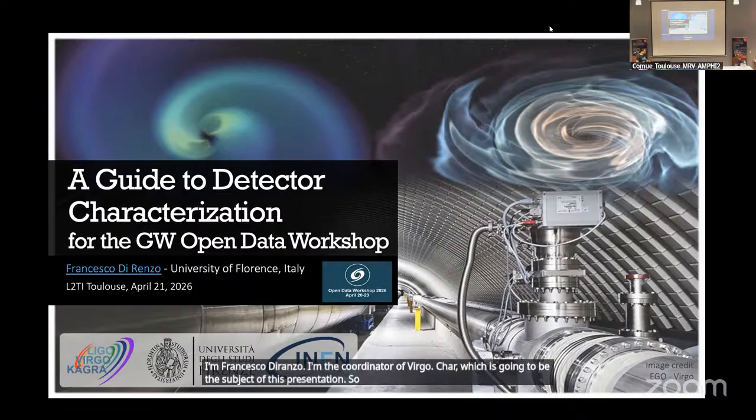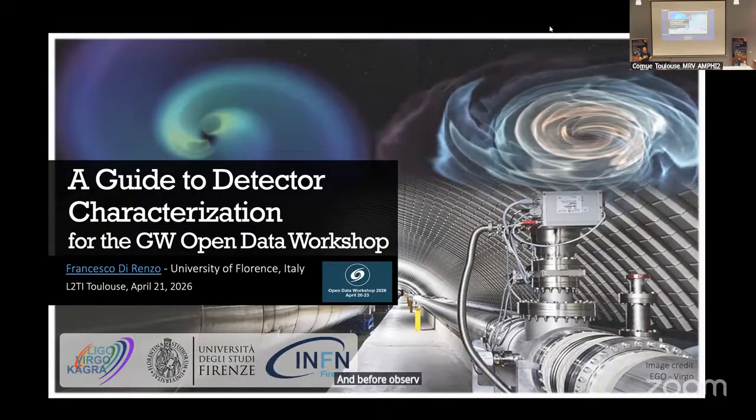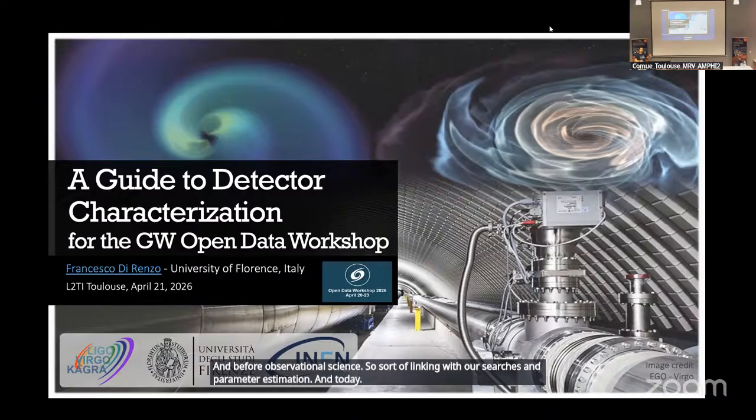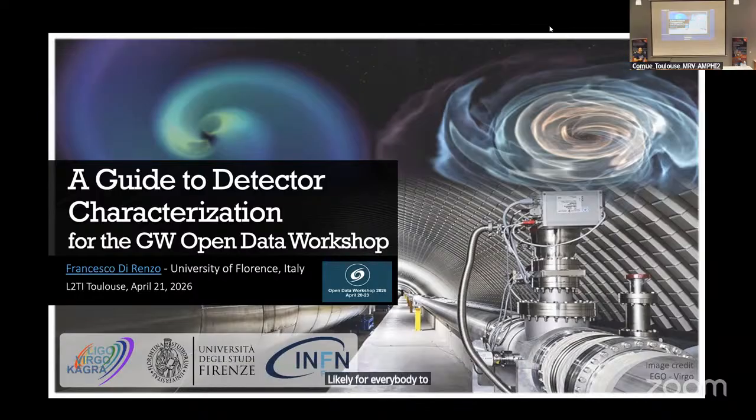So in one of the last slides of Marion, you've seen a flow chart which places DetChar right after what is instrument science and before observational science. So sort of linking searches and parameter estimation. And today in this presentation, I'm going to provide a little bit more details on that and hopefully convince you of the importance, likely for everybody, to take an eye on data quality and have some basic knowledge about detector characterization.